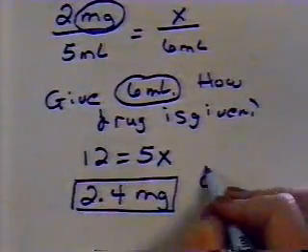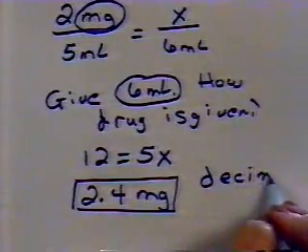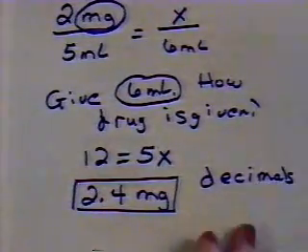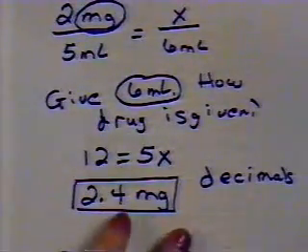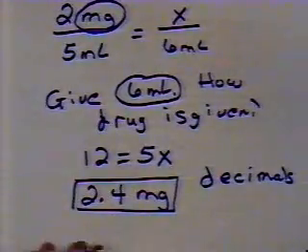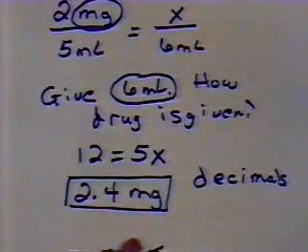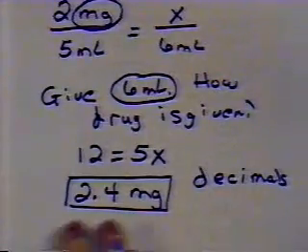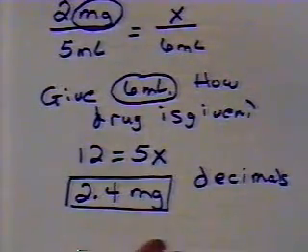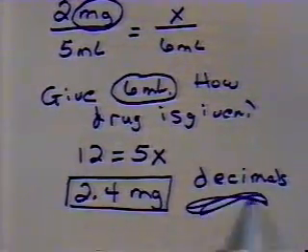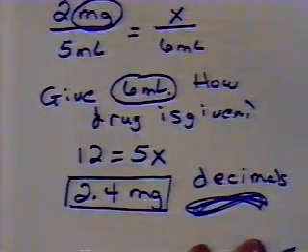Now these answers are going to be in decimals. That's because drug dosages are in the metric system. The metric system is always given in decimals. So you can use your calculator. Don't worry about the fractions. Just divide it out. All the drug dosages will give our answer in decimals.